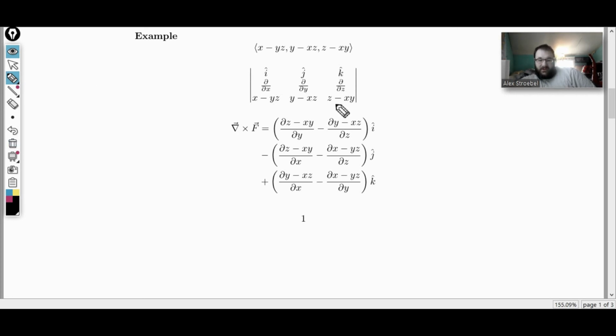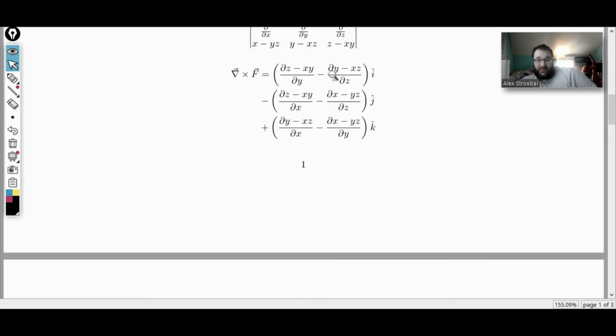So here I did that. We go z minus xy over y, y minus xz over z, z minus xy over x, x minus yz over z, and y minus xz over, so k hat, y minus xz over x, and x minus yz over y. So we can do those derivatives.